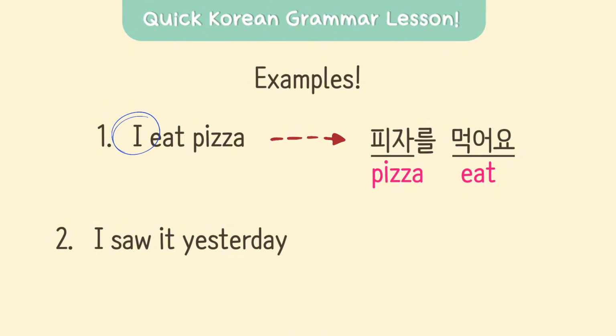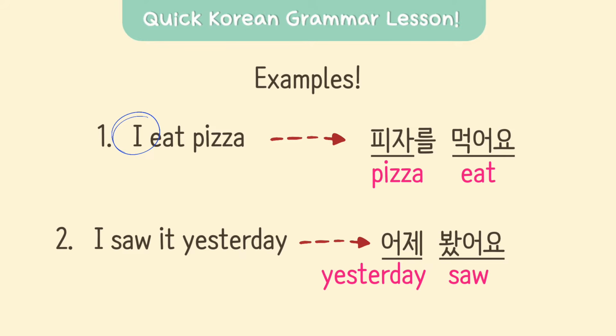The next sentence is I saw it yesterday. In Korean, it's 어제 봤어요. 어제 is yesterday. 봤어요 is saw. And in this sentence, you can see that both I and it are omitted. And please note that this omission doesn't always happen in a Korean sentence, and there are times when people include the subject or the object in a sentence.